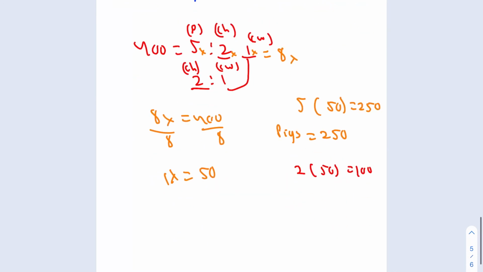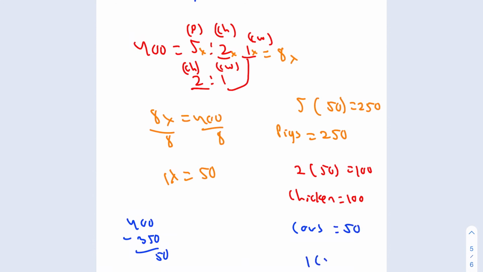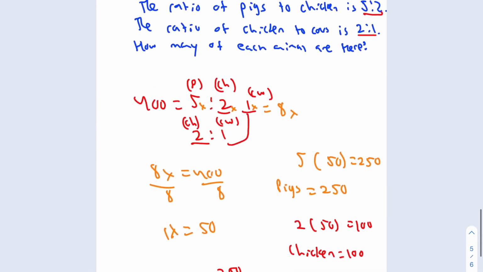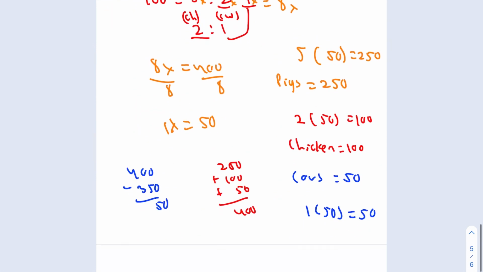And since that is equal to 100, that means the amount of cows, you can subtract it. You can do 400 minus 250 plus 100, which is 350, is equal to 50. Or you can just do 1 times 50, which also gets you 50. And to check if this is all right, you just have to add them all up, which is 250 plus 100 plus 50, which gets you to 400. And that's the total amount of animals that we had. So we know that's the answer: chickens, cows, and pigs.